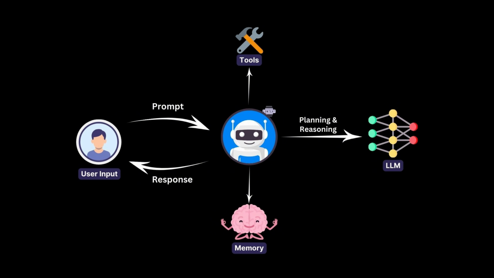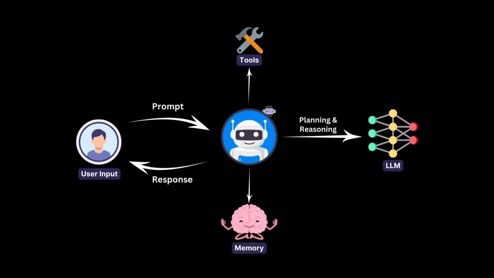In simple terms, AI agents are autonomous programs that can perform tasks using artificial intelligence. Think of them like little digital workers. They perceive their environment, they process information, and then they take action to achieve specific goals. It's like having your own personal assistant, but powered by AI.